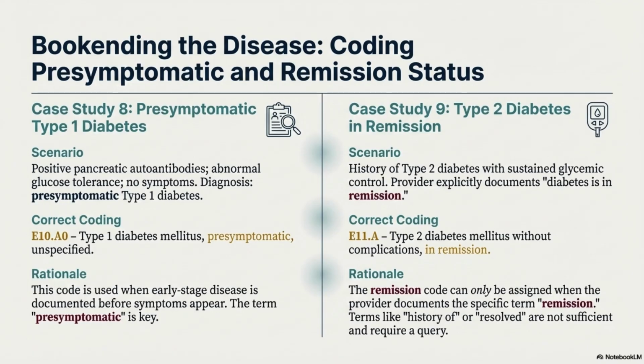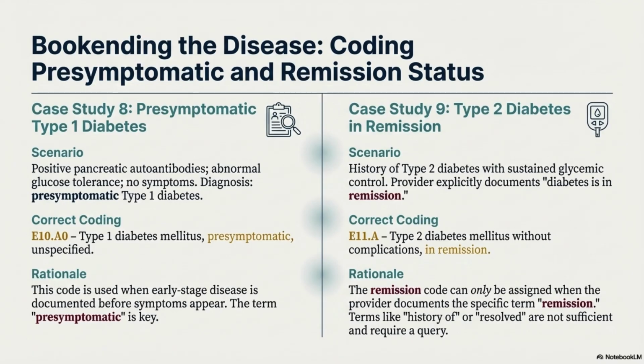Let's start with the pre-symptomatic case. Here, the patient has positive pancreatic autoantibodies and abnormal glucose tolerance, but no symptoms yet. This is early-stage type 1 diabetes, and ICD-10-CM gives us a dedicated code for exactly this situation. The correct code is E10.A0, which captures type 1 diabetes mellitus, pre-symptomatic. We use this code when the provider documents early disease markers before symptoms appear.